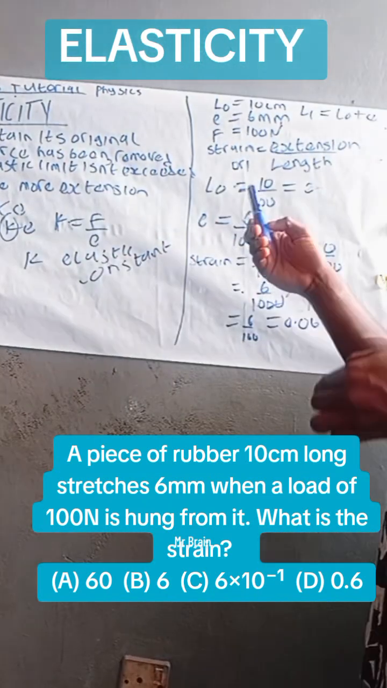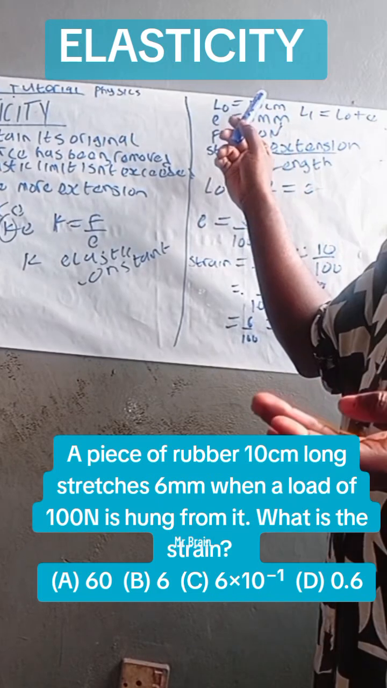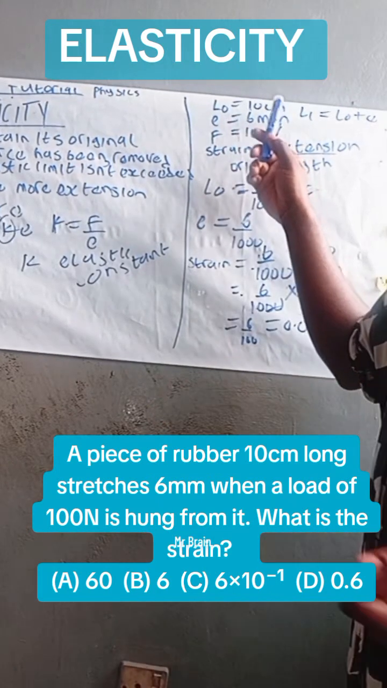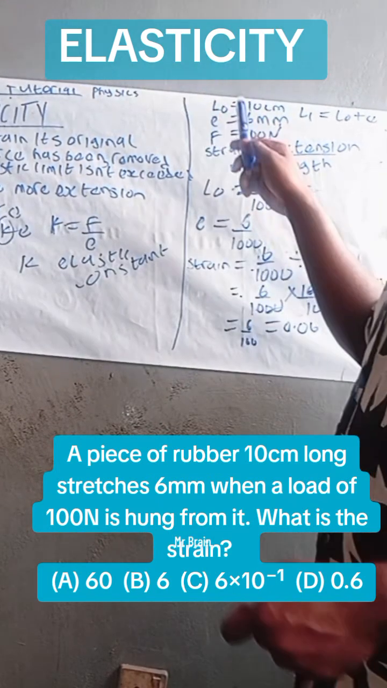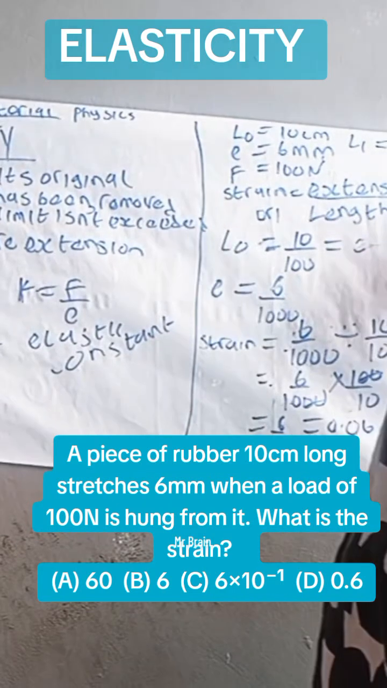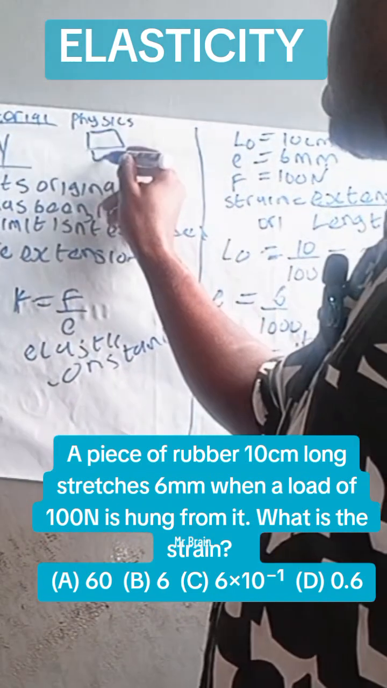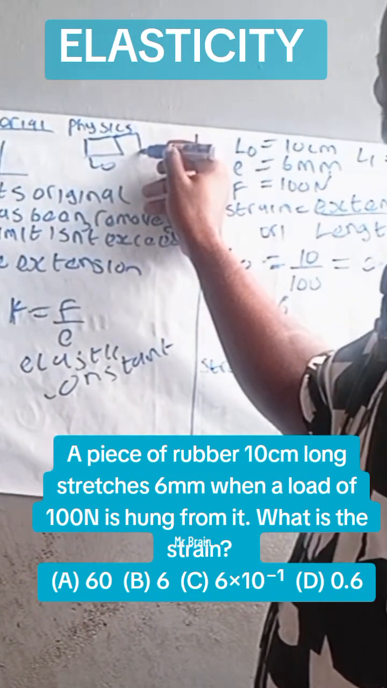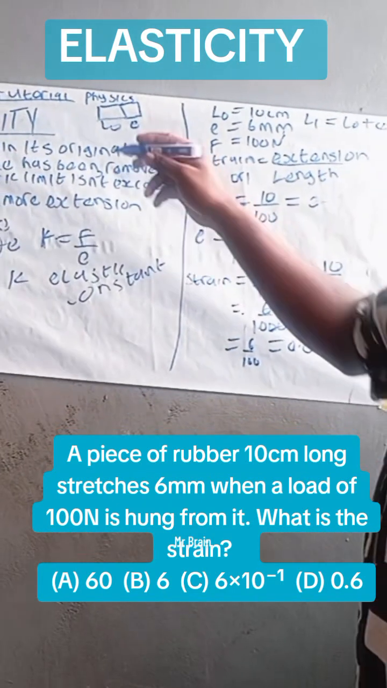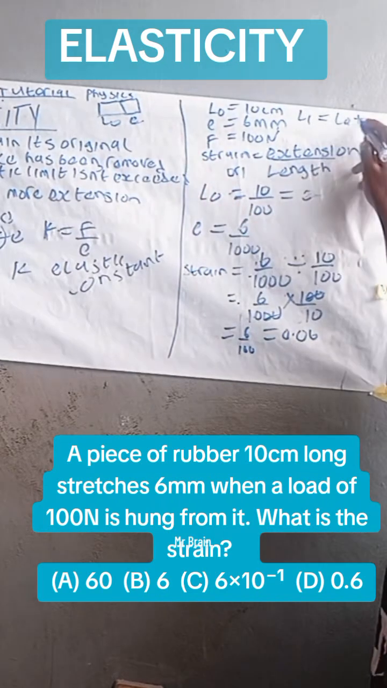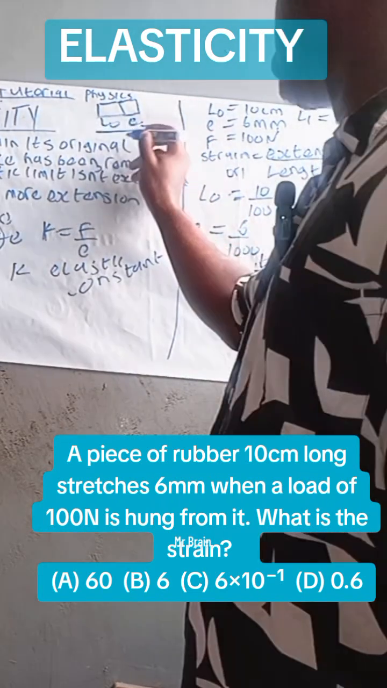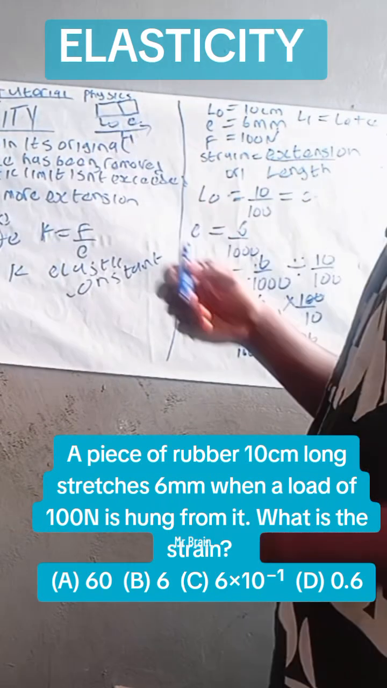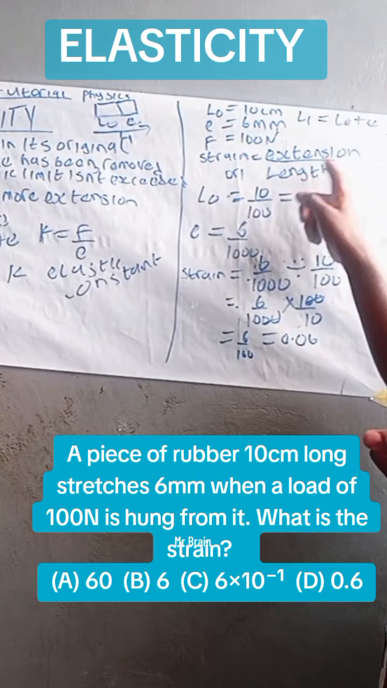In that question, the original length is 10 centimeter, since it said a piece of rubber 10 centimeter long. The extension is 6 millimeter. Let me sketch it. This is the original length. When I apply a small force, it becomes this, so this part here is the extension. Then the new length will be the original length plus the extension. So this is L1, and L1 is L0 plus this extension. And we know that strain is extension over original length.